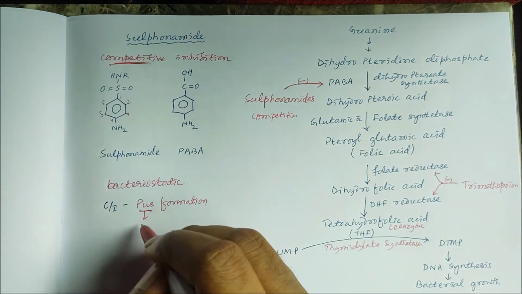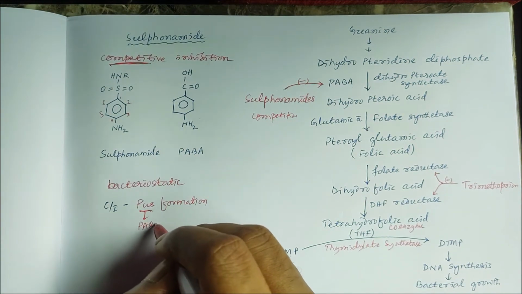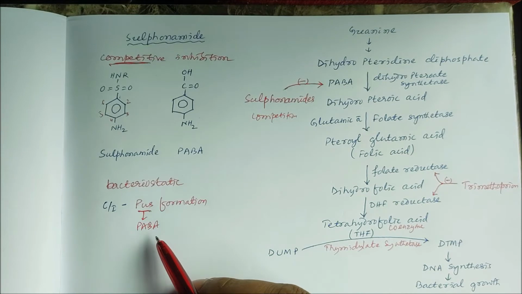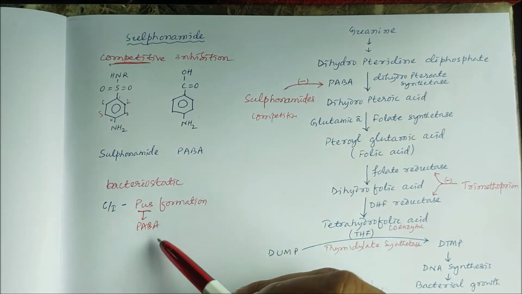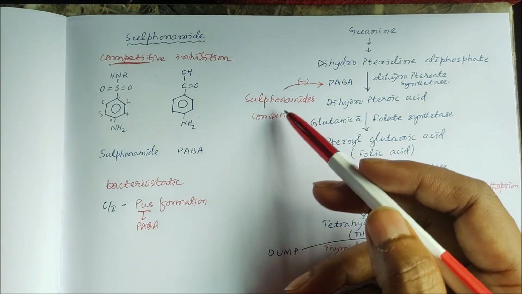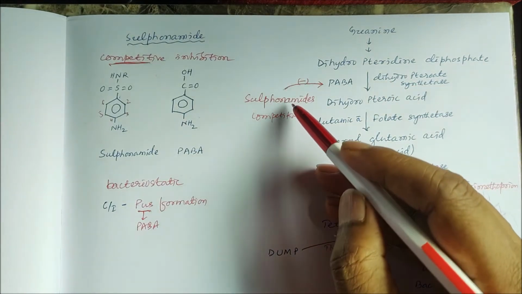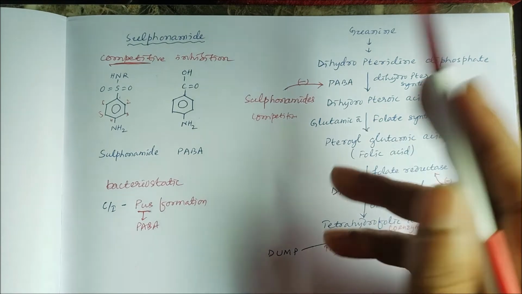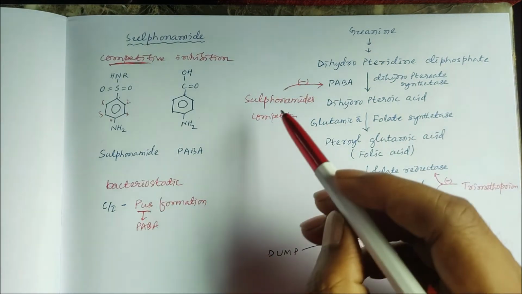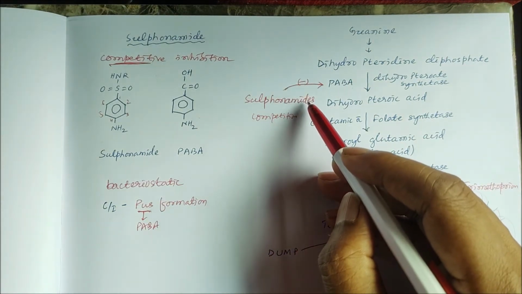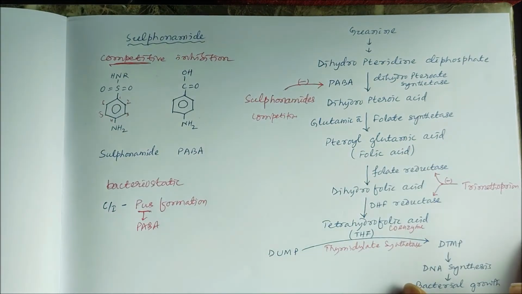pus contains a large quantity of PABA. Since pus contains a large quantity of PABA, in the competition PABA will be more, and there will be folic acid synthesis instead of sulfonamide binding. So in the presence of pus, sulfonamides become ineffective.